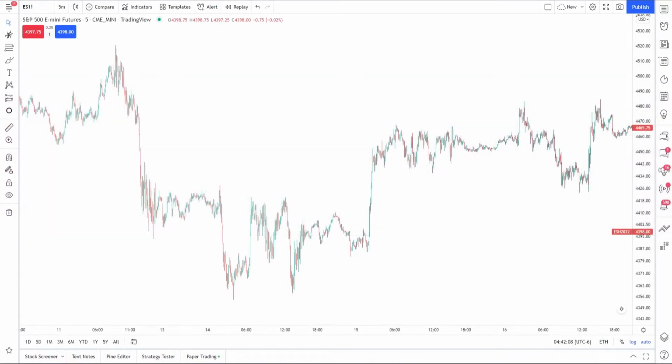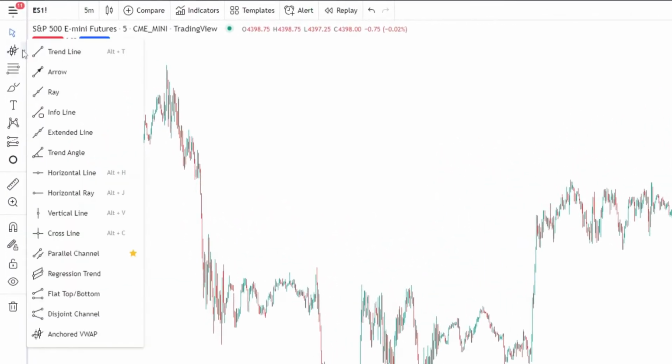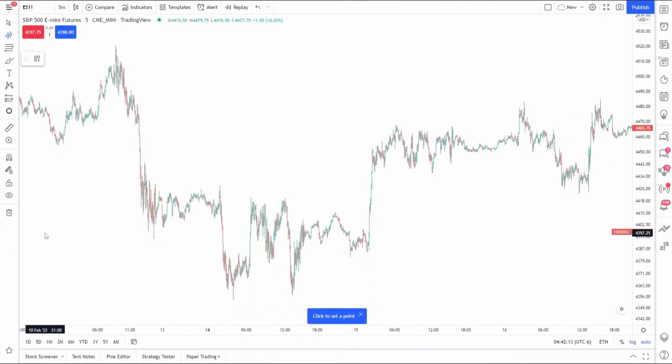Anchored VWAP is available on TradingView. Search indicators and hit the add button. It will show up in Trendline Tools. When we select the anchored VWAP, we must select a price to anchor the VWAP to, just like this.